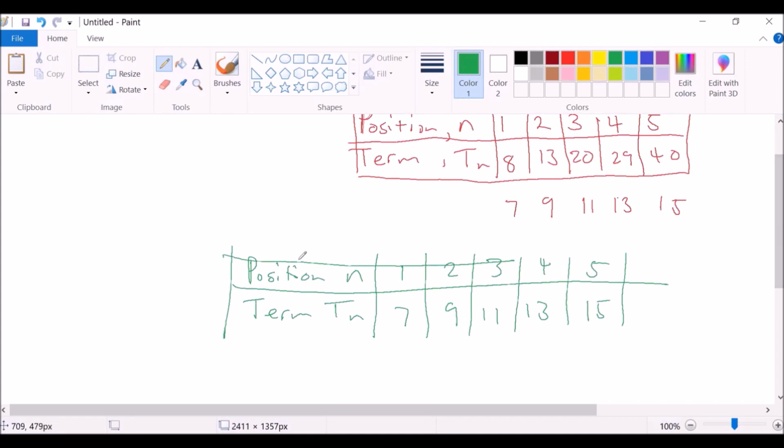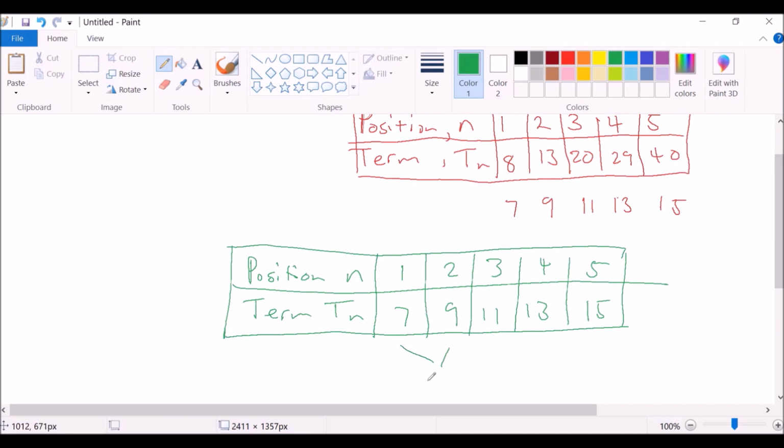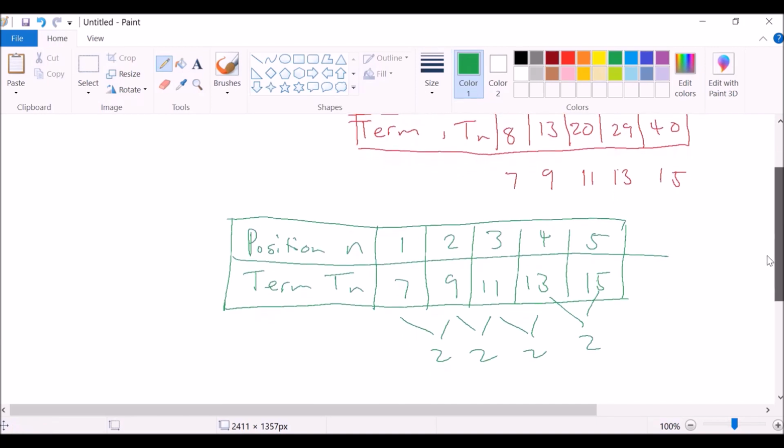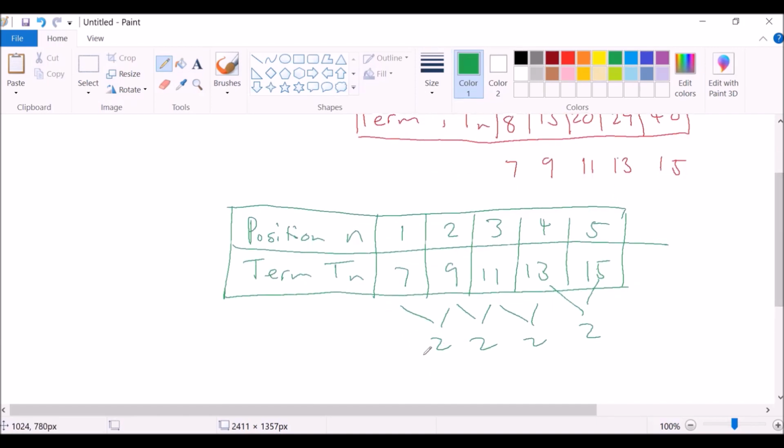Now look at the difference between successive terms. 9 minus 7 is 2. 11 minus 9 is 2. 13 minus 11 is 2. 15 minus 13 is 2. So this is a linear sequence with a common difference of 2. So we should have 2n in the nth term formula.